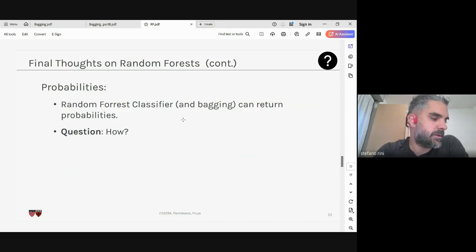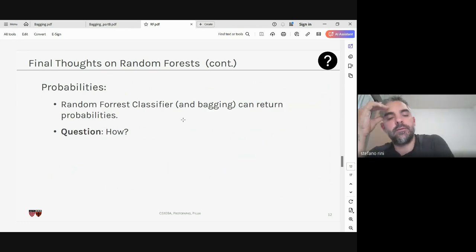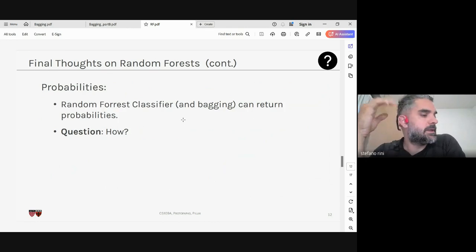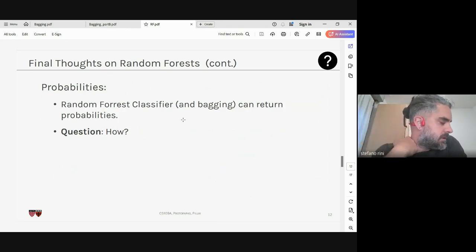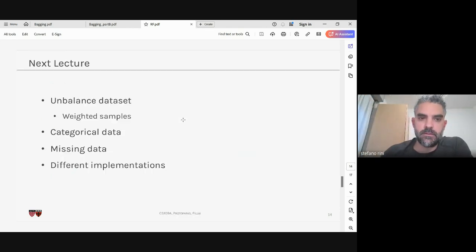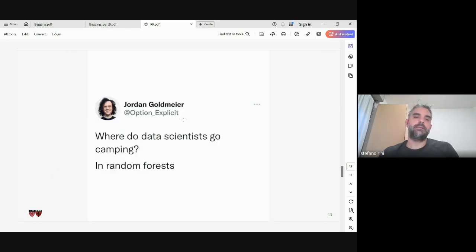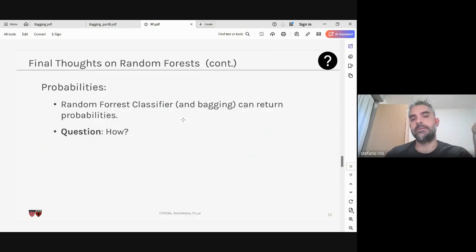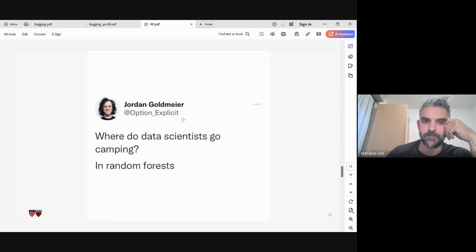Now, the important part of this is that random forest classifiers or bagging can actually return probabilities. It is very crucial that once you have a model, you can have a measure of reliability of the decision of the model. You would like to have a model that has a soft output, a certain probability distribution over your classes or over your regressed value, so that you can have a certain confidence in the prediction. And it's clear how you do this, right? Since you're ensembling many models, you can just look at the statistics of the ensemble.